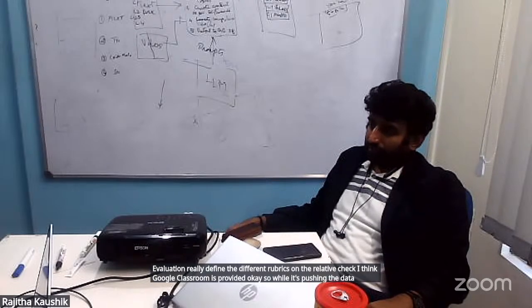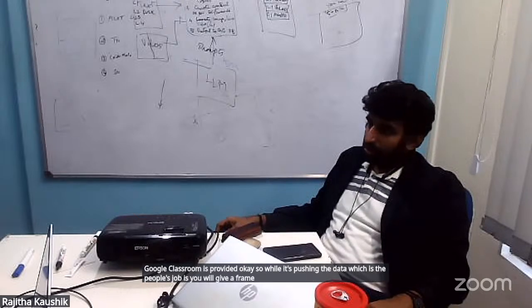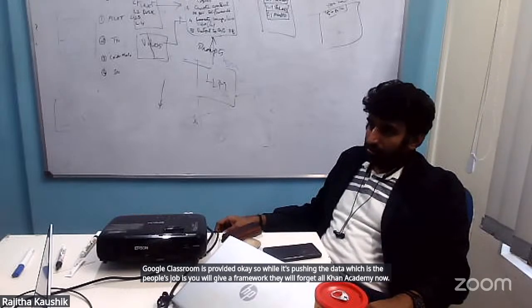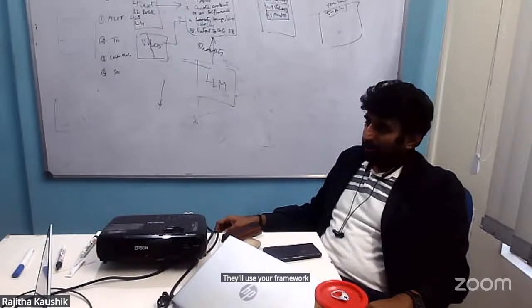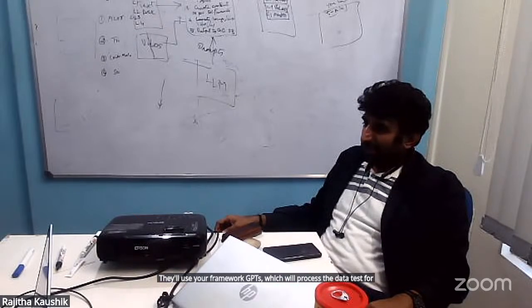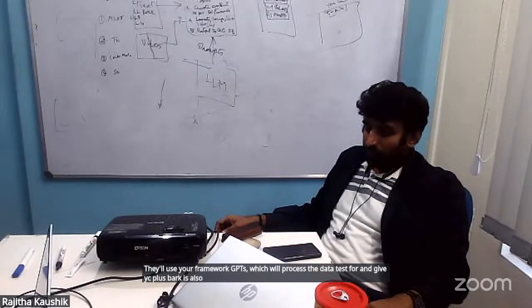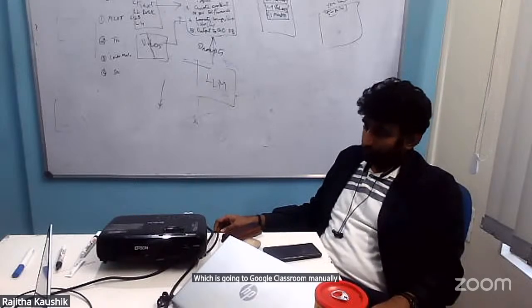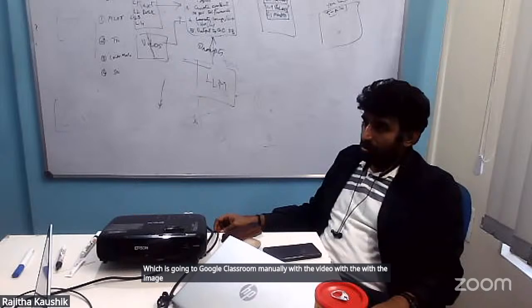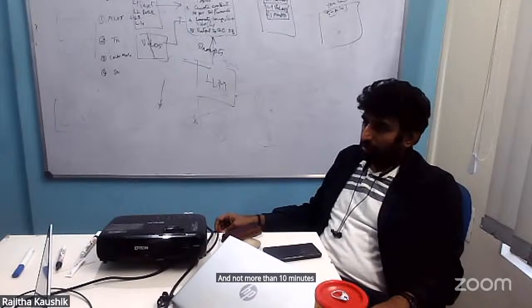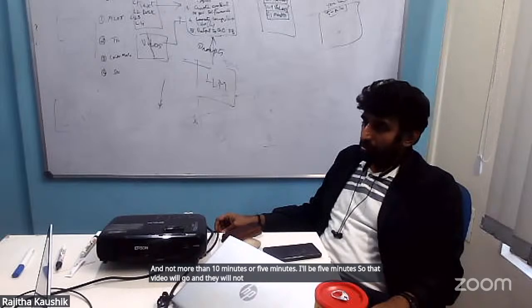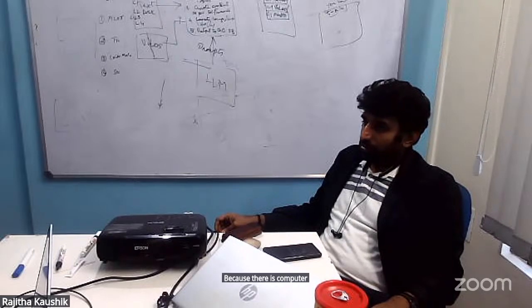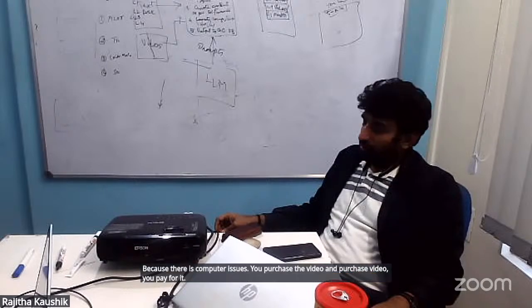Pushing the data, the people's job is, you will give a framework. They'll forget all Khan Academy now. They'll use your framework, create GPTs which will process the data in text form and give the 5C plus Bharatiya Samskriti output, which will go into Google Classroom manually, with the video and the image. They will take the text and convert it into a video format, not more than 10 minutes, or 5 minutes. It'll be 5 minutes. So that video will go. And they will not search the internet to get the video because there will be copyright issues. You purchase the video, and that purchased video will be put. Okay, so this is what the job is.